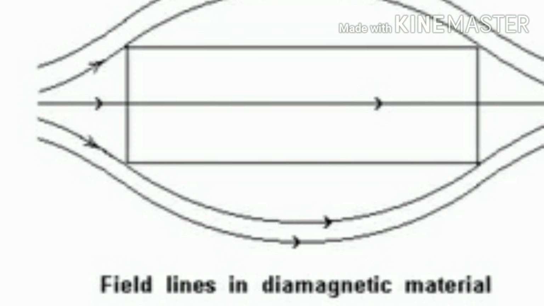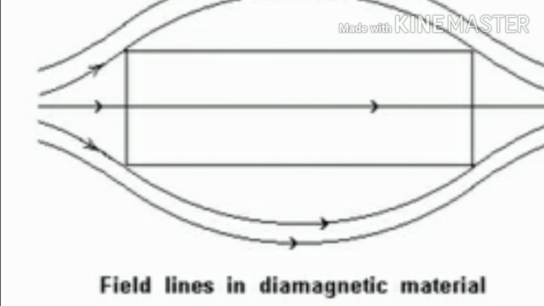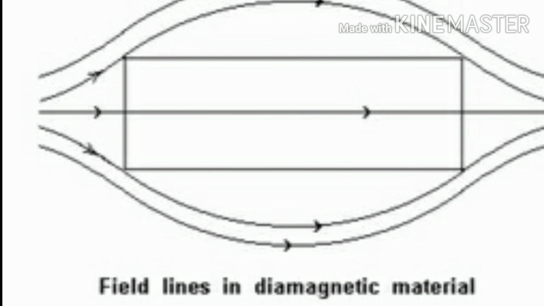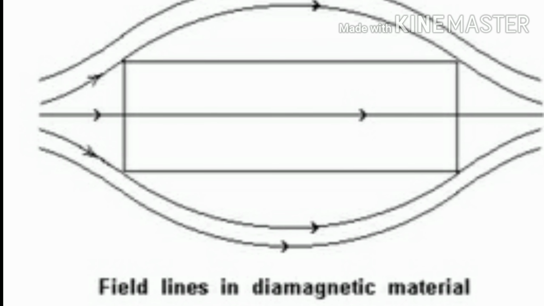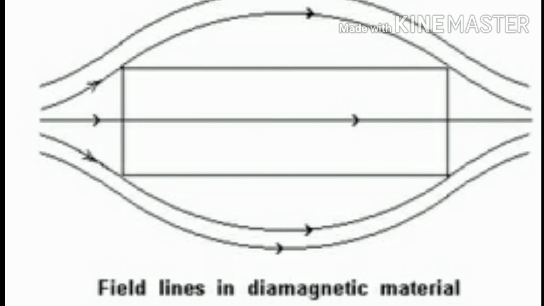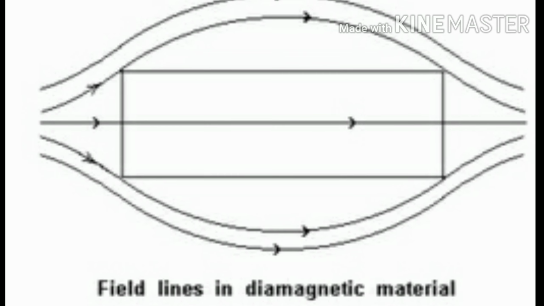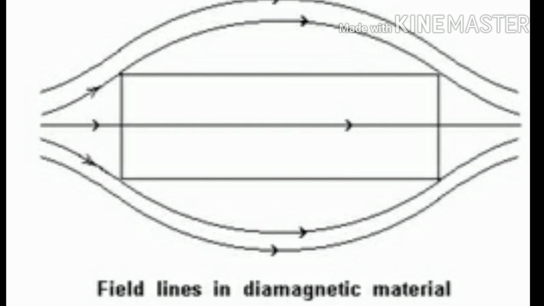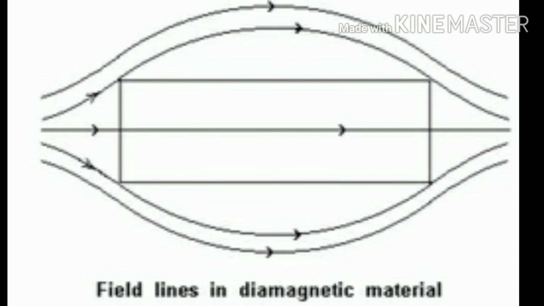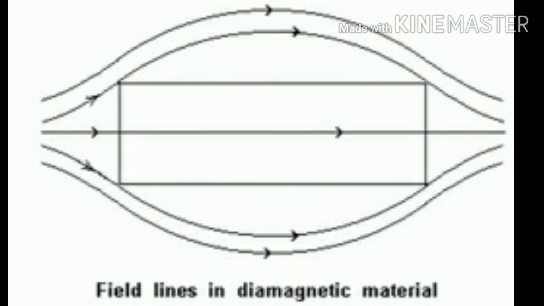Why does this happen? When the external magnetic field reaches the material, the electrons produce a small magnetic field in the opposite direction. The external magnetic field pushes in one direction. The induced field in a diamagnetic substance pushes in the opposite direction. The result is a weaker magnetic field inside the material. Therefore, the magnetic field lines are less dense inside the diamagnetic substance.